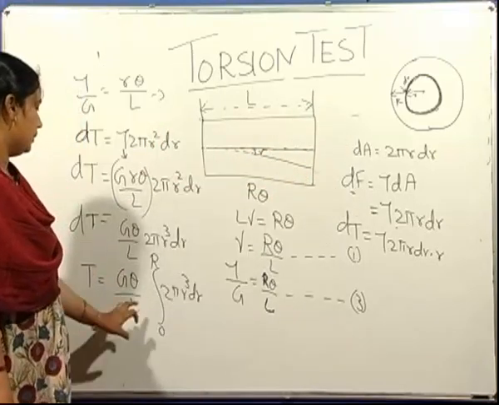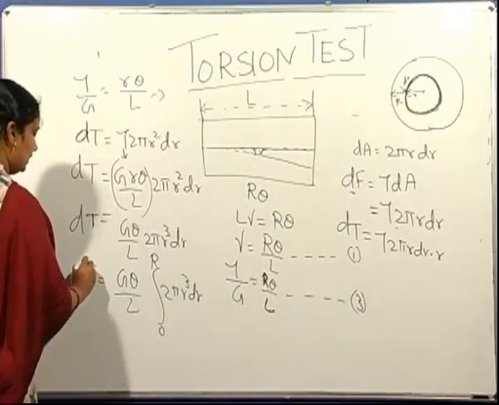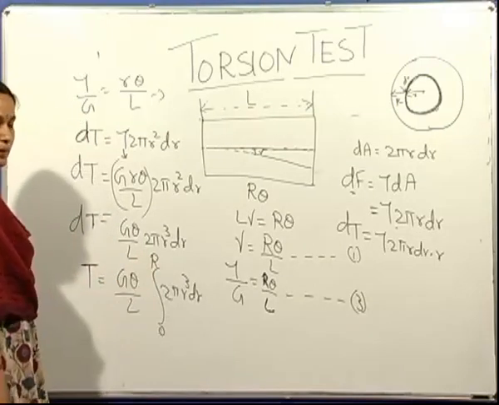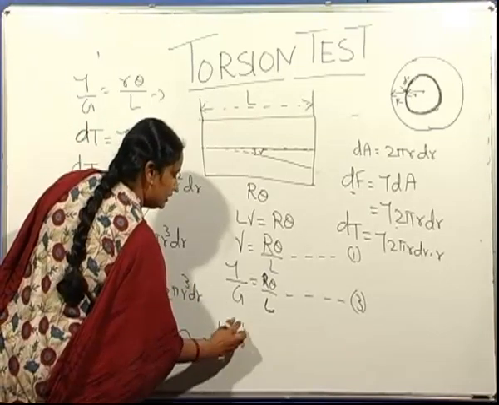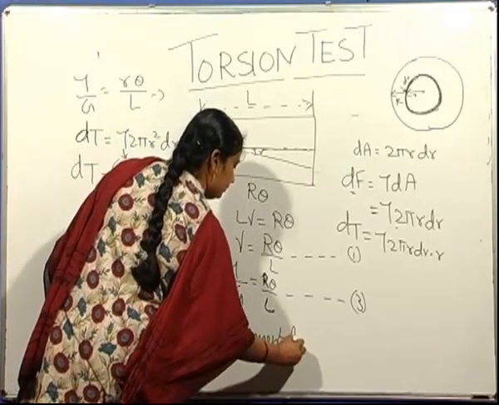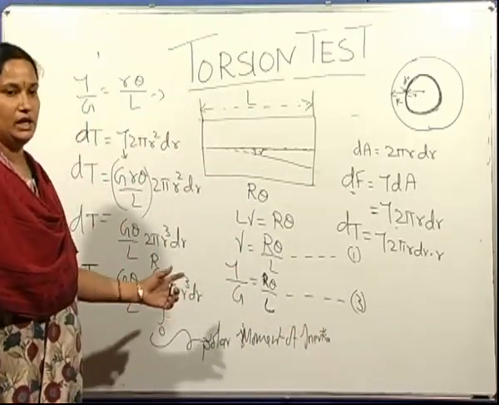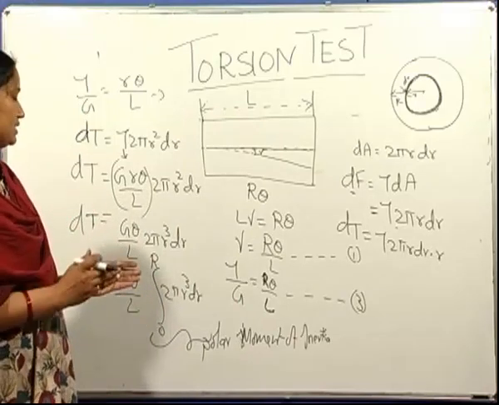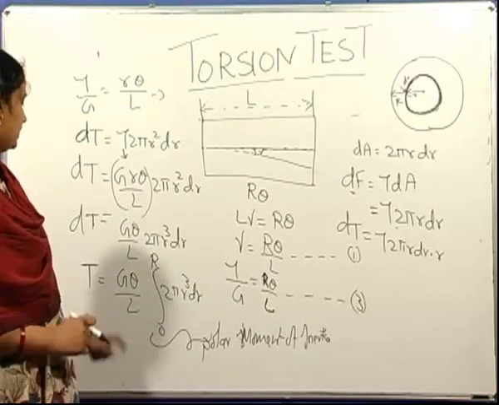So integrating between the limits from 0 to capital R, we have torque T is equal to G theta by L integral 0 to R 2 pi r cube dr, where this is called the polar moment of inertia indicated by the symbol capital J. It indicates the ability of a material to resist the twisting moment or torque. Higher is the polar moment of inertia, higher is the resistance to torque or twisting moment.